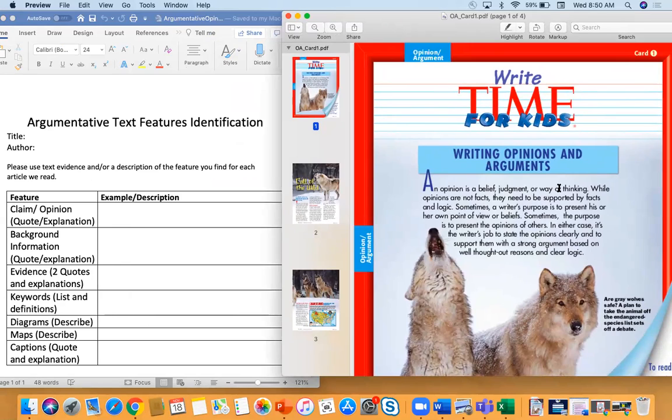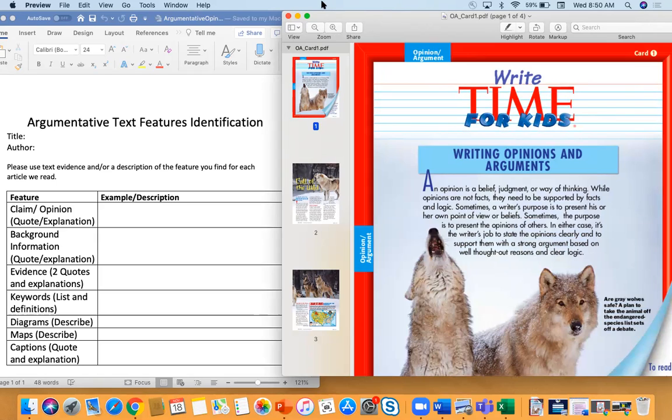Right Time for Kids: Writing opinions and arguments. An opinion is a belief, judgment, or way of thinking. While opinions are not facts, they need to be supported by facts and logic. Sometimes a writer's purpose is to present his or her own point of view or beliefs. Sometimes the purpose is to present the opinions of others. In either case, it's the writer's job to state the opinions clearly and to support them with a strong argument based on well thought out reasons and clear logic.